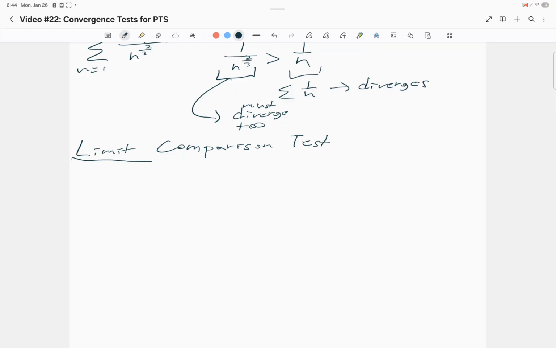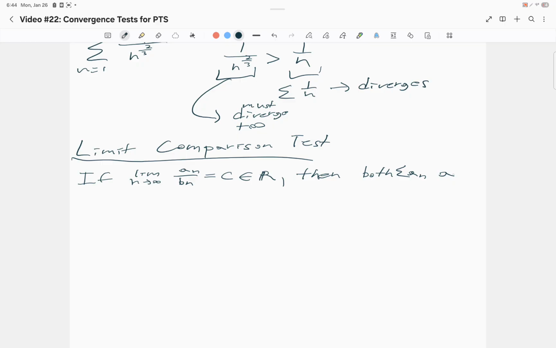That's why the word comparison. Okay, so what this states is that if the limit as n approaches infinity of a of n over b of n equals some constant c, that's a real number, that's all that means, then both a of n and b of n converge or diverge.